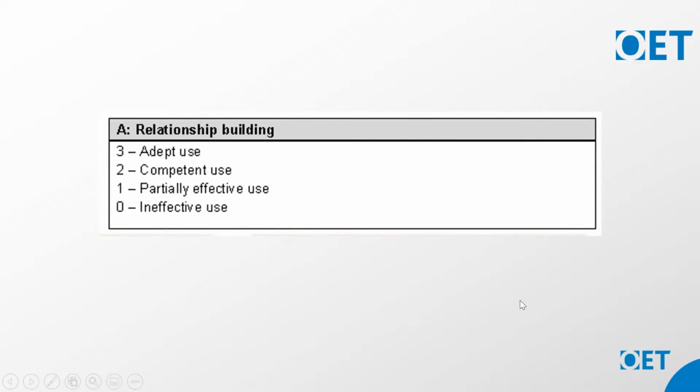So 3 is adept, or really, really good. 2 is competent, it's okay. 1, partially effective, and 0 is ineffective use. So remember that you have 2 role plays to demonstrate that you are adept. And the assessors, of course, listen to both very carefully.